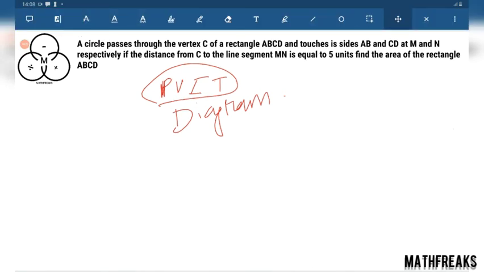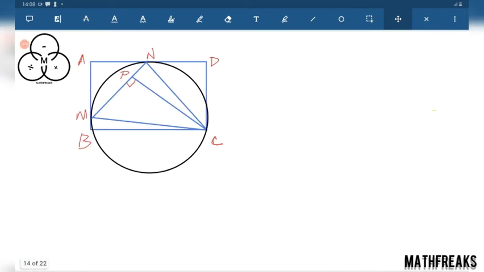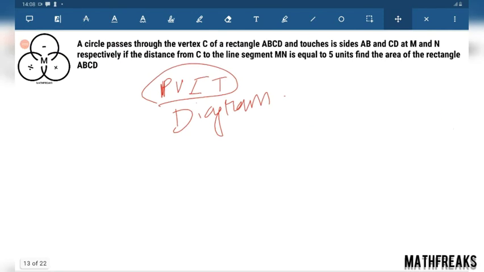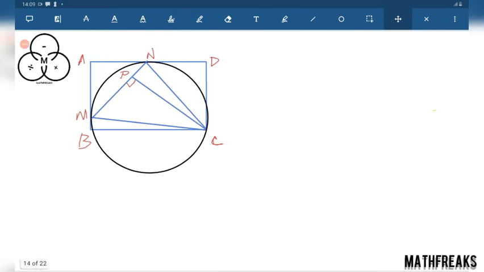A circle passes through the vertex C of rectangle ABCD and touches its sides AB and CD at M and N respectively. If the distance from C to the line segment MN is equal to 5 units, find the area of the rectangle ABCD. Here I have already drawn the diagram. The distance from C to MN is given as 5 units.